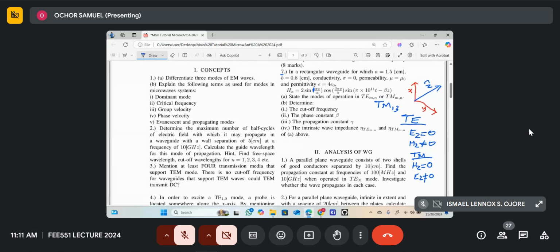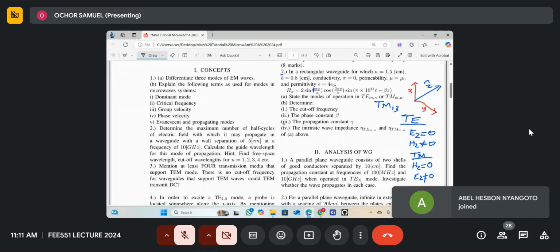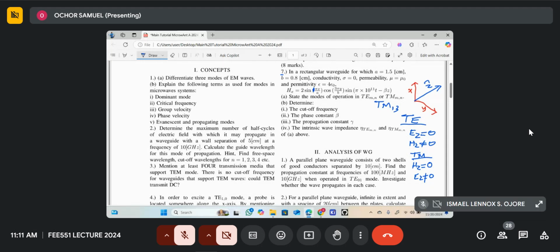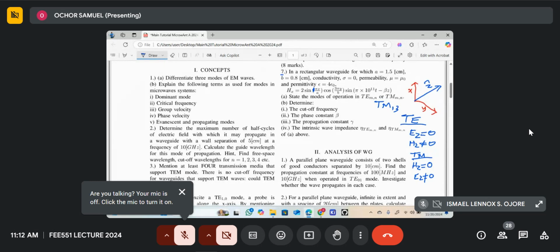Yes. So you can see in TE, for example, Ez is 0, and Hz is not equal to 0, but we can still have for TE, Ex, Ey, and I believe Hx, Hy. For TM, the Hz component is the one that is 0, but you can still have Hx, Hy. So that's why I'd say it can be TM13 or TE13. I hope that's okay.